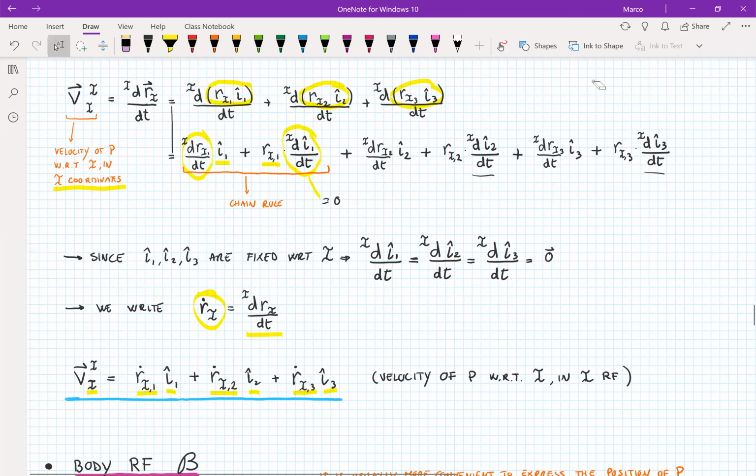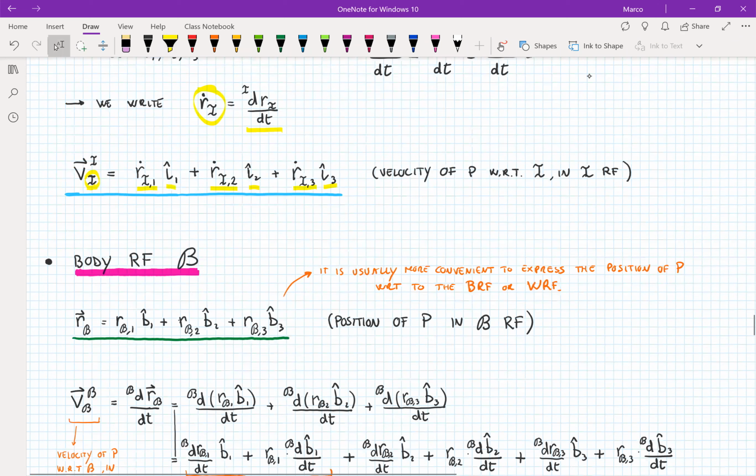All right, so now we have an expression for the velocity of the particle, the mass particle P. Of course, velocity with respect to the inertial frame of reference. So we have the inertial velocity expressed in the inertial frame of reference coordinates. Now let's take a look at things from the body reference frame perspective.